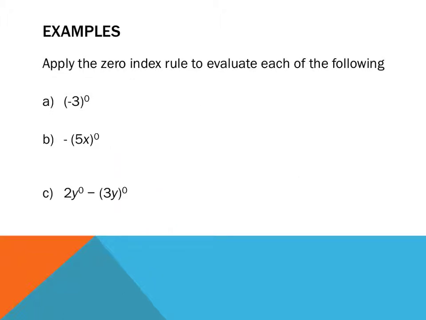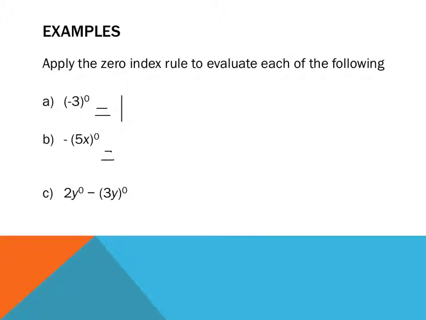Let's have a look at this one, applying the zero index rule to evaluate each of the following. Okay, so I know the zero index rule. I learned it before. It said when anything's to the power of 0, it's 1. So negative 3 to the power of 0, that negative is in the brackets, okay? Everything in the brackets to the power of 0, okay? And I know that my answer, no matter what it is, is 1, when it's raised to the power of 0. This next example, this indice here to the power of 0 only applies to what's directly in the brackets, just like it did in the previous example, okay? So what is in the brackets is 1.